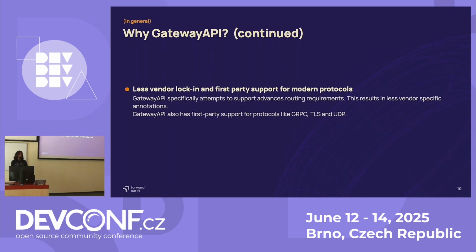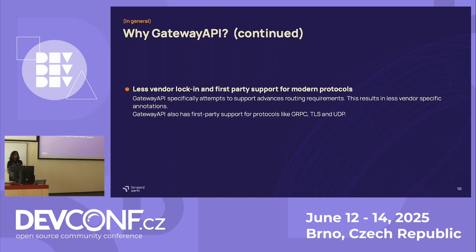As I said at the start, we chose Kong, but because GatewayAPI does not rely so heavily on these annotations, in fact, in most cases, you don't need any annotations. In the background, you can swap out your ingress controller for another ingress controller, and your existing GatewayAPI resources will just work.